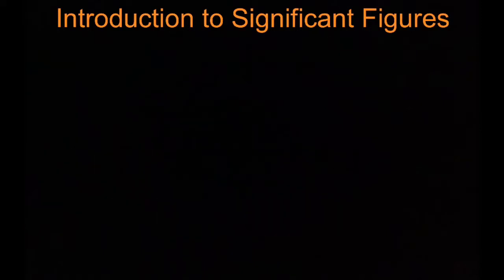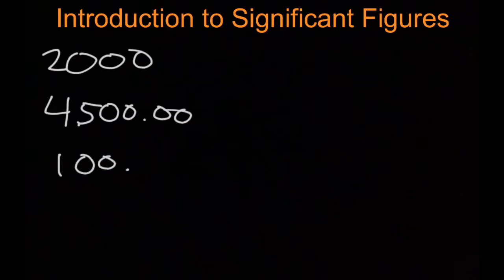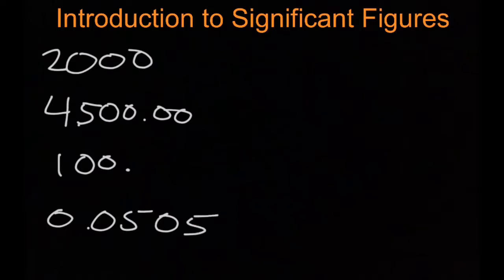Let's try a few more. Let's say we're given 2,000, 4,500.00, 100 with a decimal point, and 0.0505. So let's start with the first one. How many significant figures is here? So we have 3 trailing zeros, which don't count as significant values. So our only number here that's significant is our 2. So we have one significant figure here.